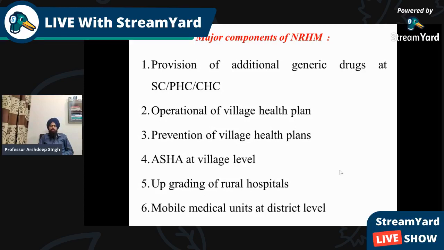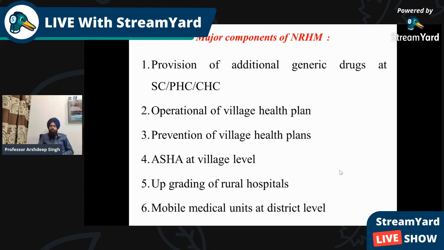Next, ASHA at the village level should be there to provide services at the grassroots level, and upgradation of the rural hospitals. If rural hospitals like the PHCs and CHCs are available, they should be upgraded to tackle the diseases of the new time. So upgradation of the rural hospitals is a very important point under the major components, and they should be upgraded through financial support or any other equipment, drugs or health personnel.